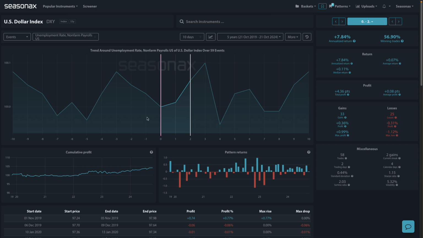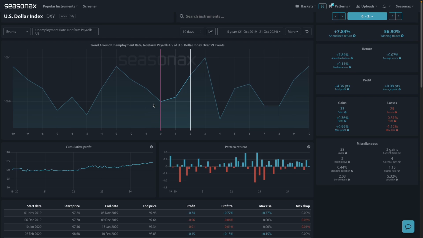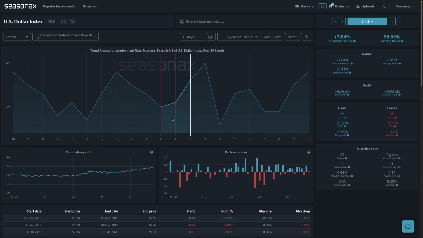This is where Seasonax's event feature is so useful in assessing what kind of moves the dollar could see on a surprise print. Here you can see, looking at the dollar index, over the last 5 years, looking at the non-farm payroll reports over that period, and the 2 days after the report, we can see that the maximum gain is nearly 1 percentage point. The maximum loss is just over 1 percentage point.